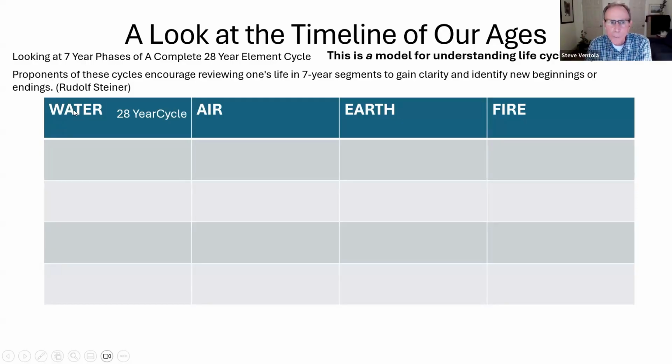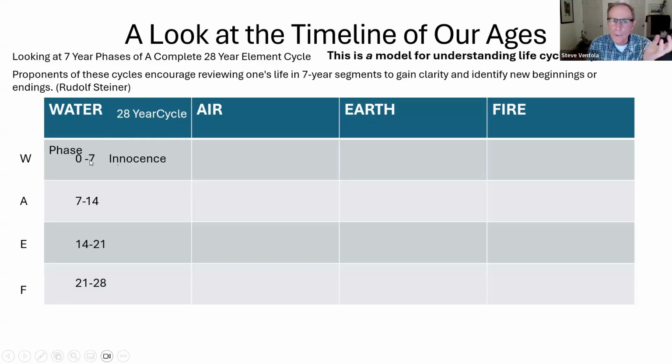So you can say this 28-year cycle relates to water phase. This is a phase of this cycle, and it's when we're from born to 7 years of age. Air, 7 to 14. Earth, 14 to 21. Fire, 21 to 28. Now, I noted some things for each of these phases, and you might have a little different perspective, but let me just share what I have in mind.